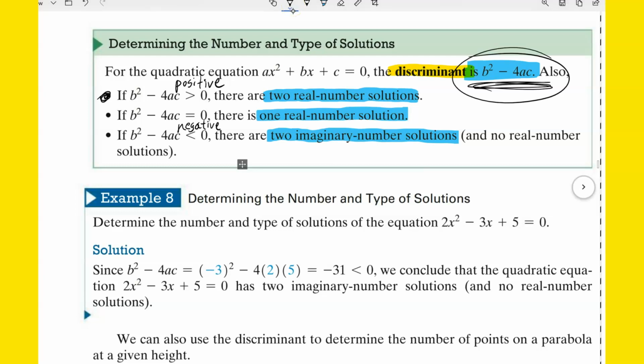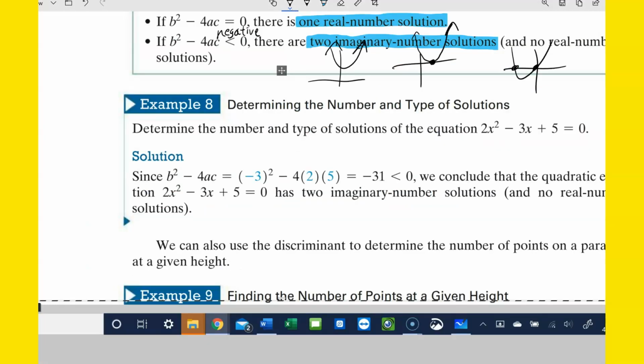So graphically, here's what we're talking about. If b squared minus 4ac is positive, you get two real solutions. That means you get something like this. If b squared minus 4ac is equal to 0, you get one real solution. That would be something like this, where it hits the x-axis in just one spot. If b squared minus 4ac is less than 0, it means there's no real solution. That means you have a situation like this, where the parabola never intersects the x-axis. So let's apply that discriminant to this problem. 2x squared minus 3x plus 5 equals 0.